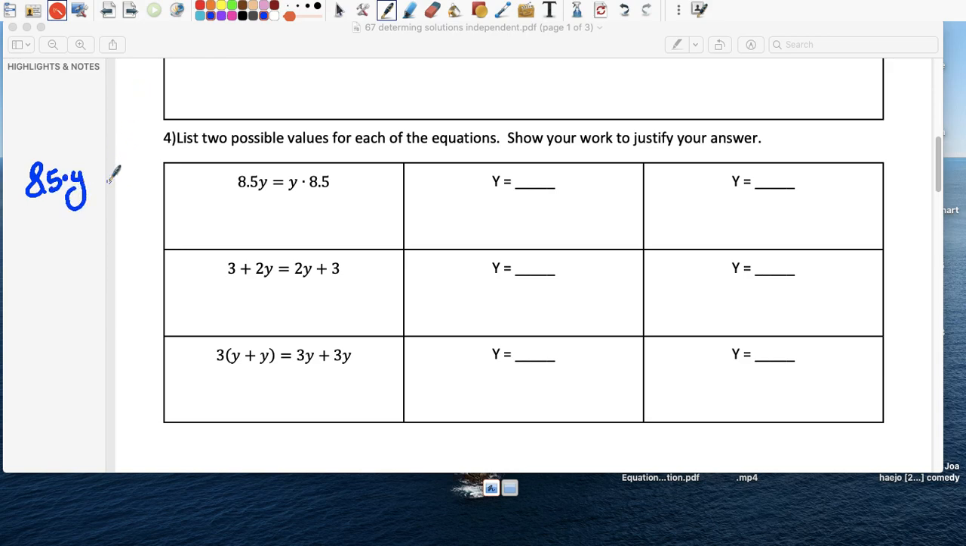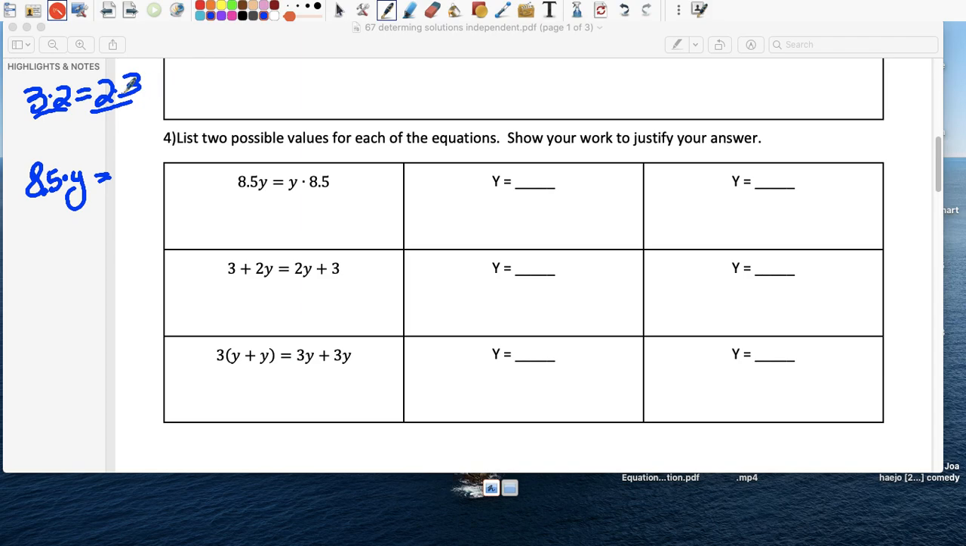So remember the commutative property. Si cambiamos, they're multiplying, right? We're multiplying 8.5 times y. So, if we switch... So let me use this. 3 times 2 is 6, yeah? If I switch, I get 2 times 3. Aren't they the same? Igualitos. La orden es diferente.